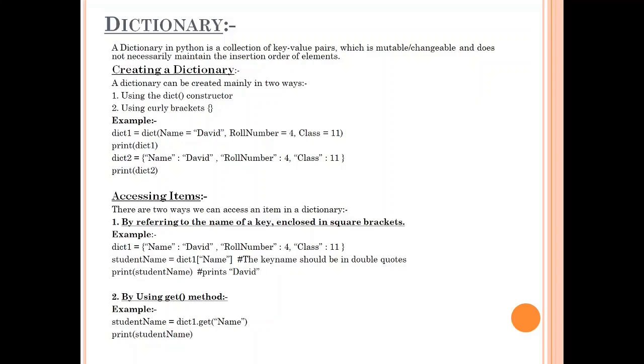A dictionary in Python is a collection of key value pairs which is mutable, and a dictionary does not necessarily maintain the insertion order of elements. So let's flip to Jupyter Notebook and let's see how we can create a dictionary in Python.